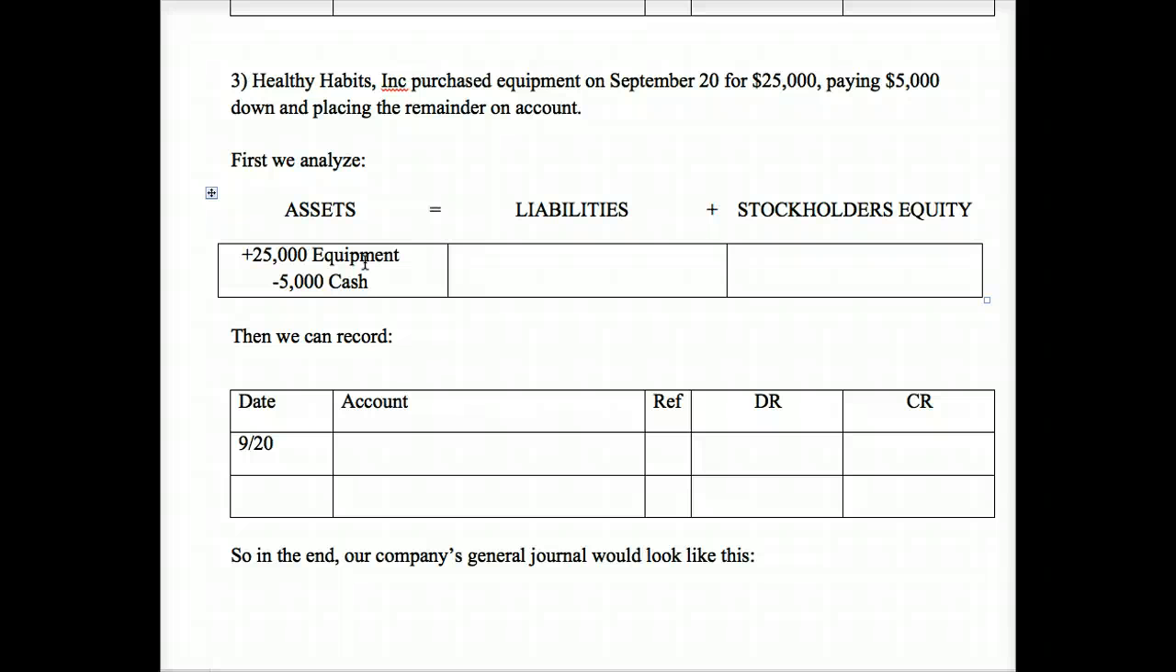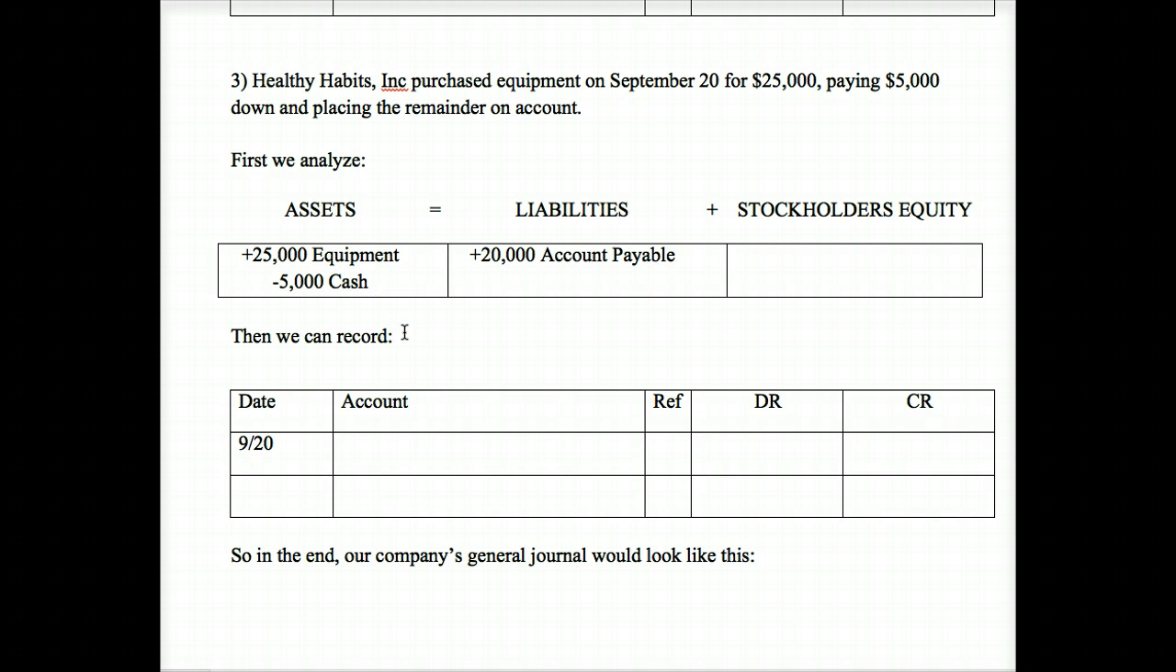So what's the rest of this? Well, it says we place the remainder on account. So that means we owe money for the rest. And when we owe money, a lot of times we call that what? A payable. What type of payable? Well, it doesn't say that it's a formal document. It says on account. So that means it's an accounts payable. So our liabilities we've determined are going up, and they're going up by the amount we still owe on the equipment, $20,000. And we've determined that that is a payable, and we're calling it account payable or accounts payable, either way. All right, so we analyzed the transaction again.